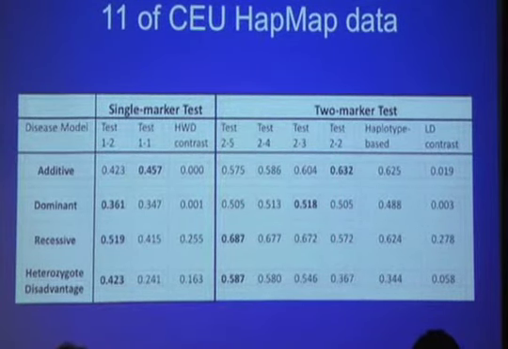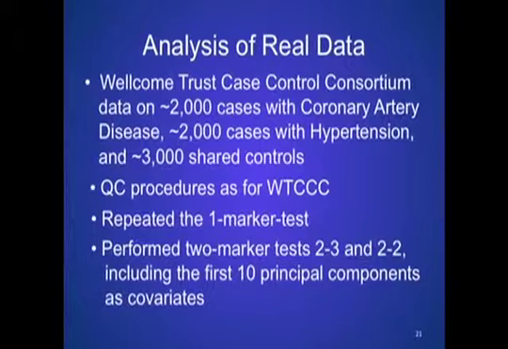remarkably well. So just recently, we've tried looking at the Wellcome Trust data. Real data. The Wellcome Trust Case Control Consortium had data on 2,000 cases with coronary artery disease, 2,000 cases with hypertension, and 3,000 shared controls. They actually studied 7 diseases. We look at these 2 because they found absolutely nothing for hypertension and just one thing for coronary artery disease.